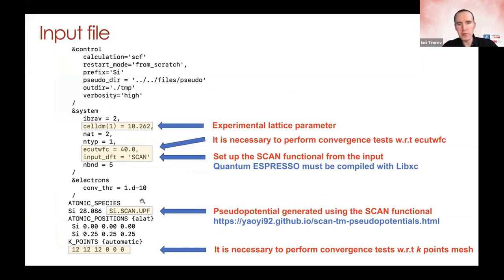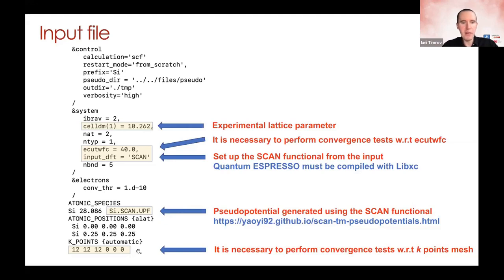Then another point I would like to highlight is the pseudopotentials. Since we want to use SCAN functionals, ideally we need pseudopotentials that were generated using the SCAN functional. Luckily for silicon, we have a pseudopotential generated using the SCAN functional, and this is from this website. If you go there, you will see that there are pseudopotentials for a bunch of chemical elements, not the whole periodic table, but just light elements. So luckily we have one for silicon.